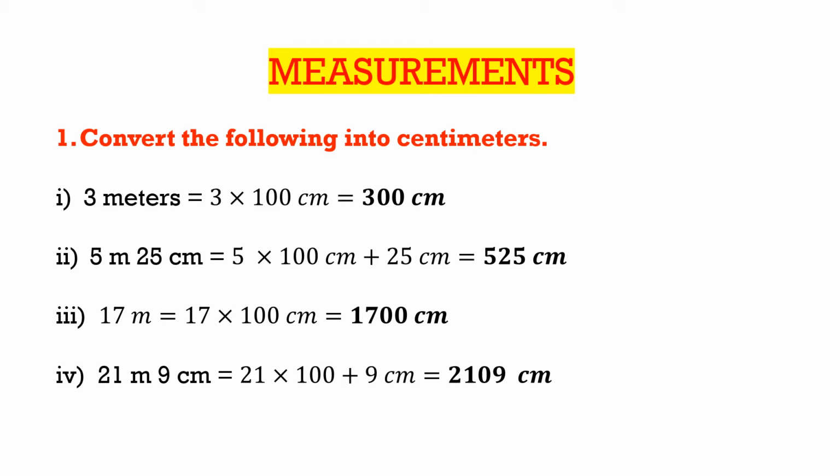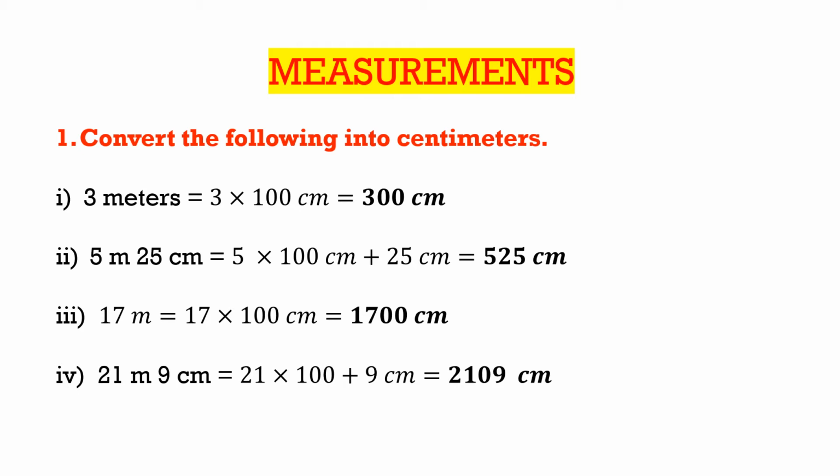The next question is 5 meter 25 centimeter. We have to convert 5 meter 25 centimeter into centimeters. We know 1 meter equals 100 centimeters. So 5 meters will be 5 multiplied by 100 centimeters plus 25 centimeters. 5 multiplied by 100 is 500. 500 centimeters plus 25 centimeters, so we get 525 centimeters.